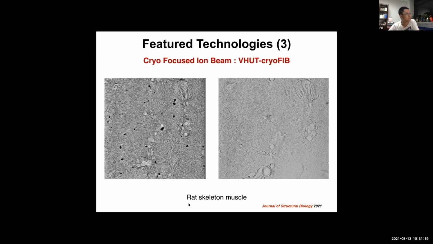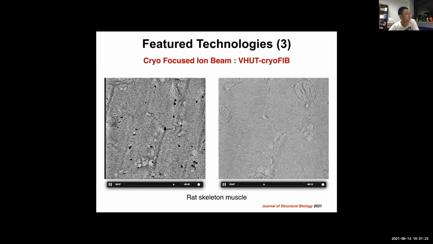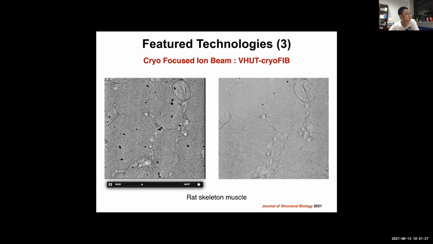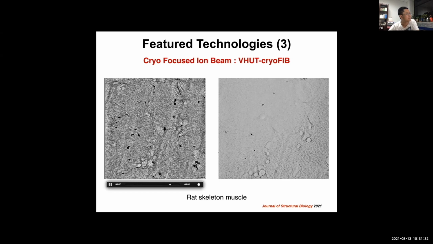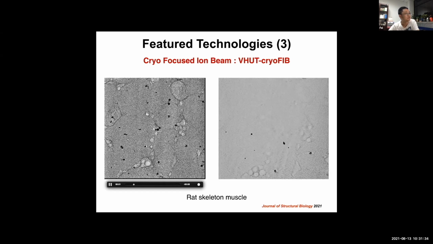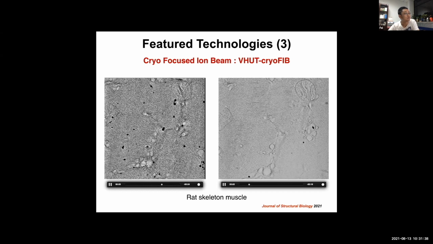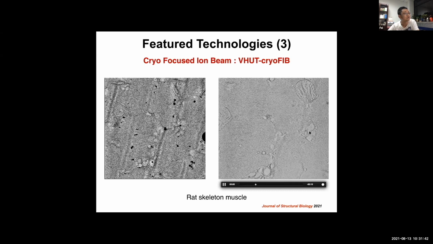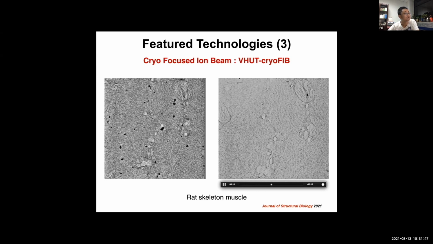The specimen is rat skeletal muscle. So this is a raw tilt image. We can clearly see the mitochondria and the M line and the Z line and the actin filaments. After reconstruction, we can clearly see some connections. So this is a muscle sample. We can see the T-tubule ultrastructure here and also the mitochondria.